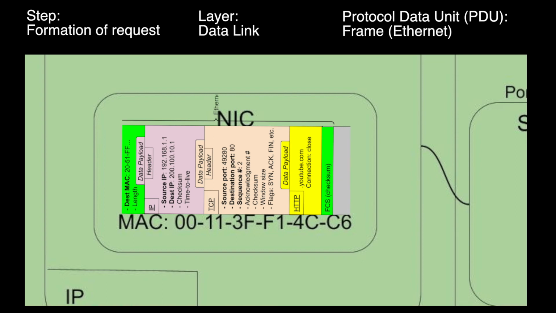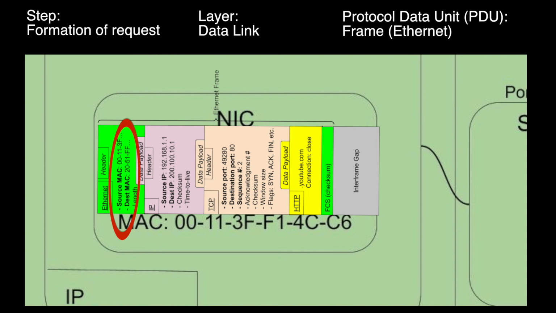The data link layer does this by encapsulating the packet using yet another type of address, a MAC address, or Media Access Control address. The two protocols primarily used at this layer are the Ethernet protocol for wired connections and the 802.11 protocol for wireless connections, but we'll use Ethernet here.